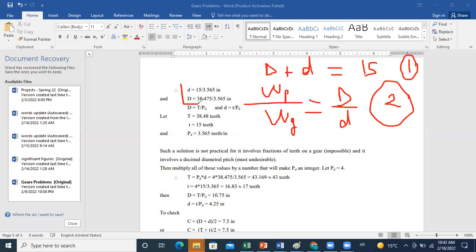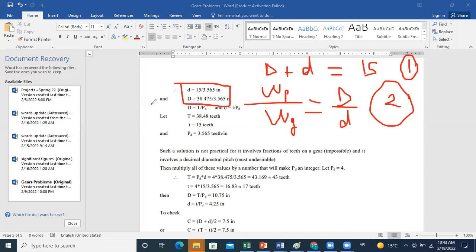For small d, it's 15 over 3.565 inch. And for big D, it's 38.475 over 3.565 inch. Now, let us check for these diameters what will be the number of teeth and what will be the diametral pitch size.